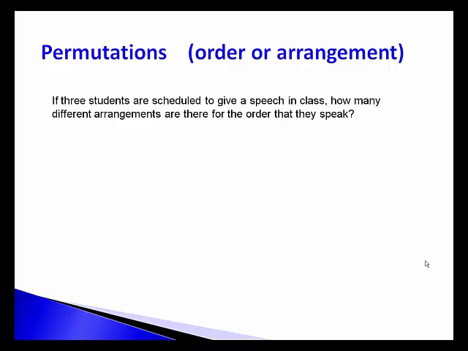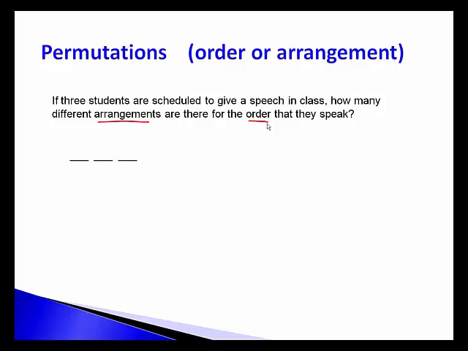So let's begin with this example. If 3 students are scheduled to give a speech in class, how many different arrangements, and you've got to hear that word, arrangements, are there for the order that they speak? Obviously, there are 2 big clues in this one that tell you it's a permutation. They are the words arrangements and order. So we're looking for an order that the students are going to speak. We're going to ask who's going first, who's going second, and who's going third.